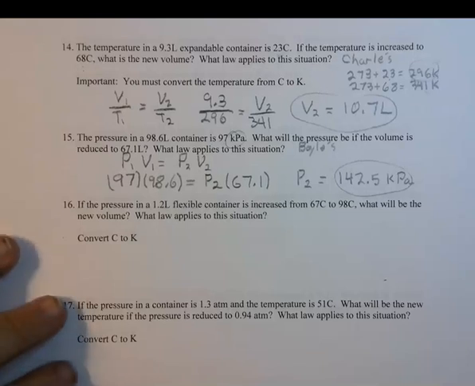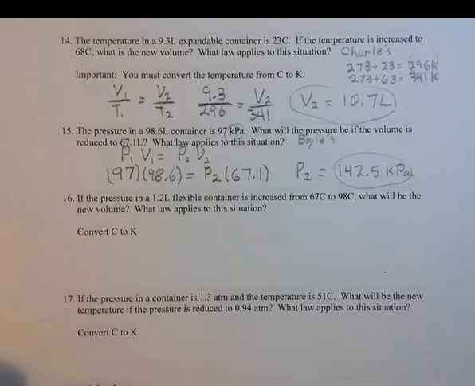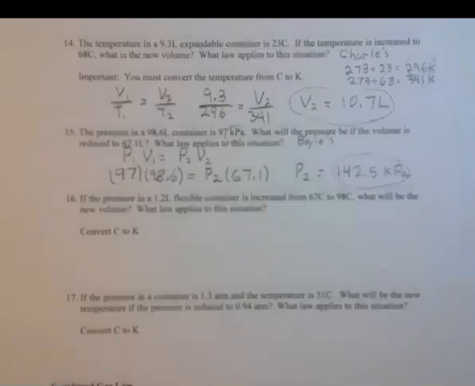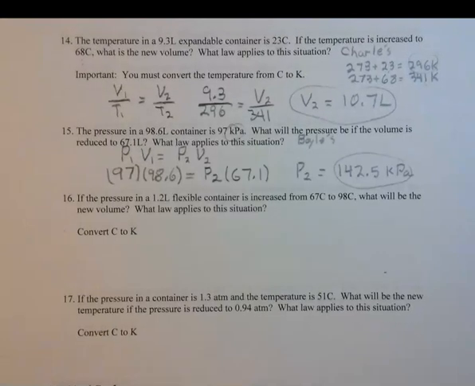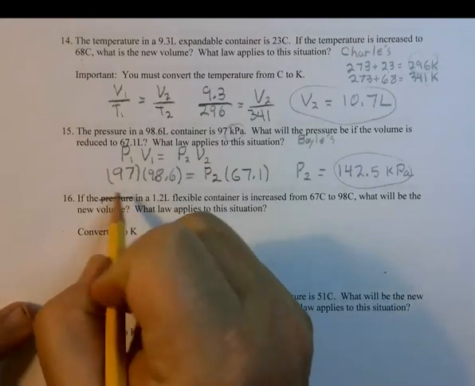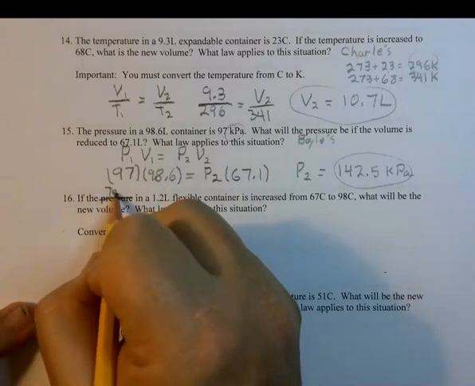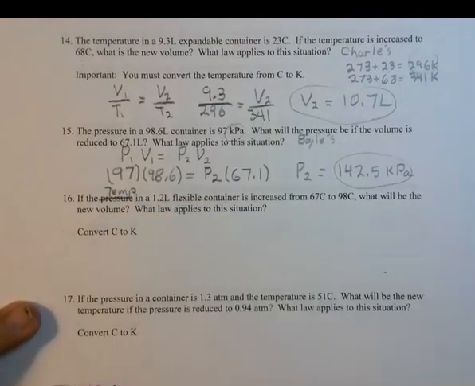Alright, next up, let's go to 16. And we have, if the pressure in a 1.2 liter flexible container is increased from 67 degrees to 98 degrees centigrade, what will be the new volume? It should actually say temperature, so you can check that and make that. Okay, so we're going to change that word pressure to temperature.